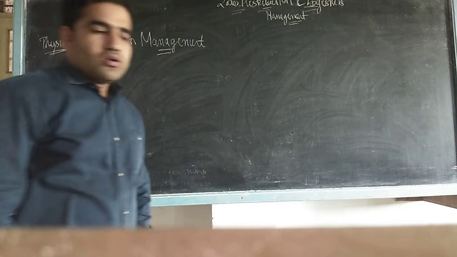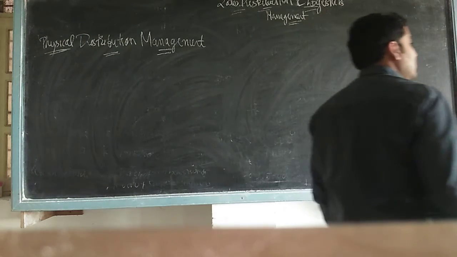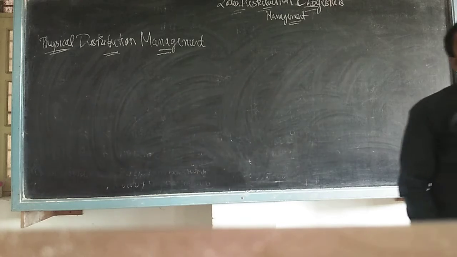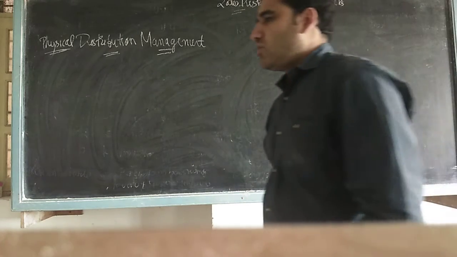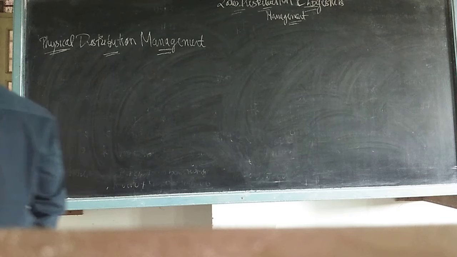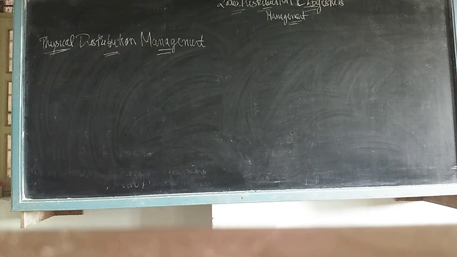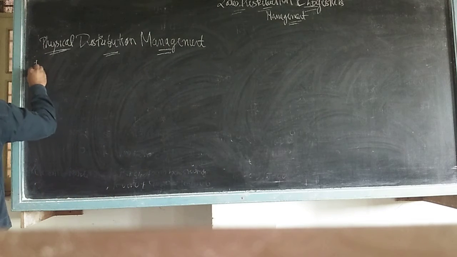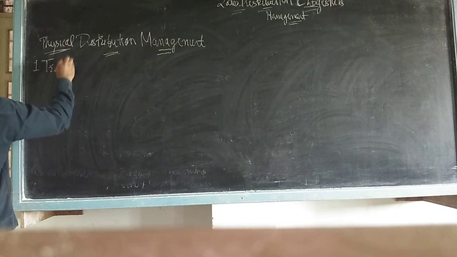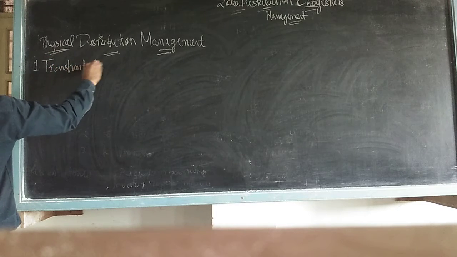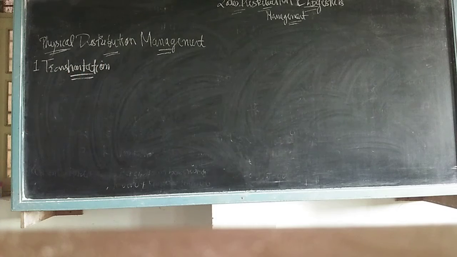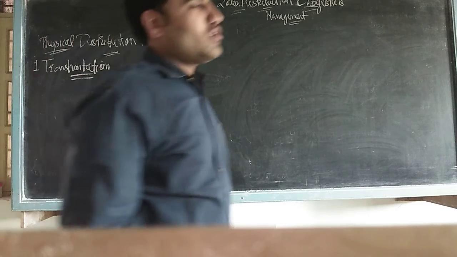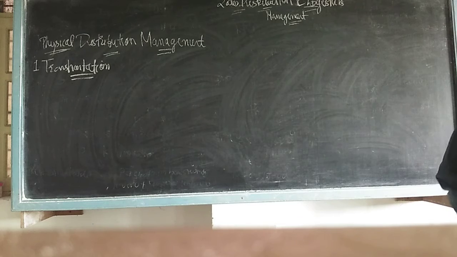Okay, now we'll discuss some of the essential components or the methods or the parts of the physical distribution management. Okay, so first one is the transportation. First one is the transportation of products.